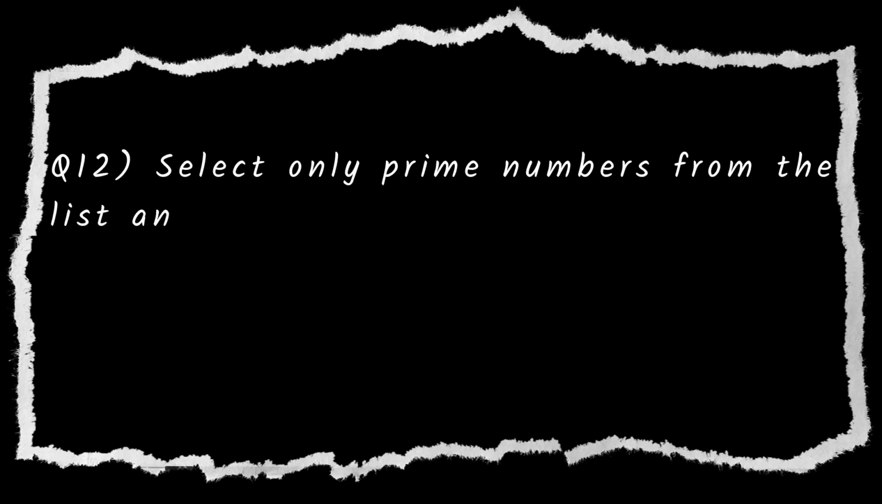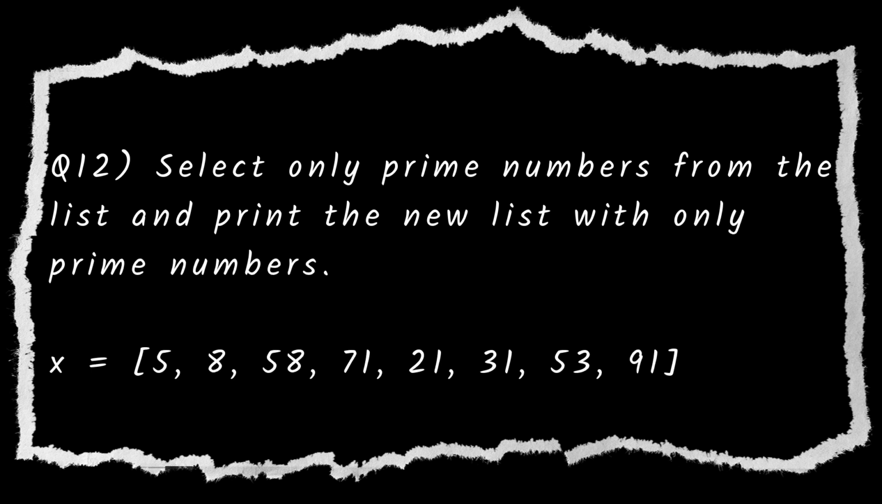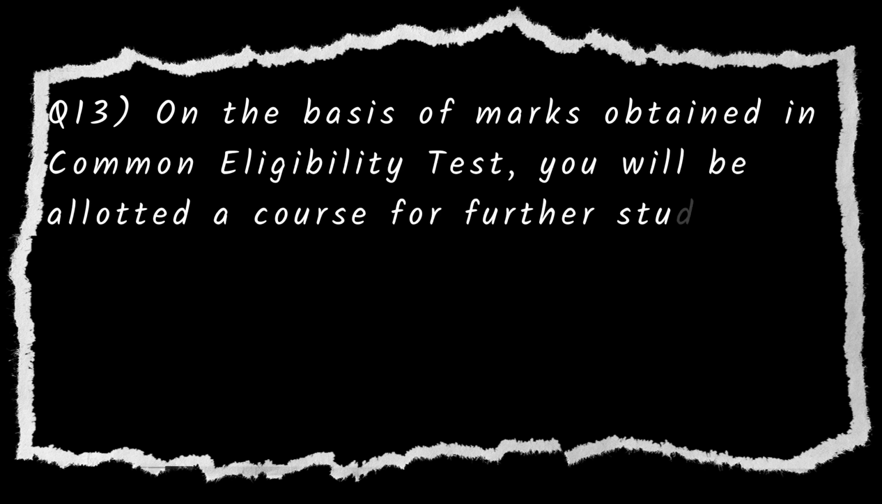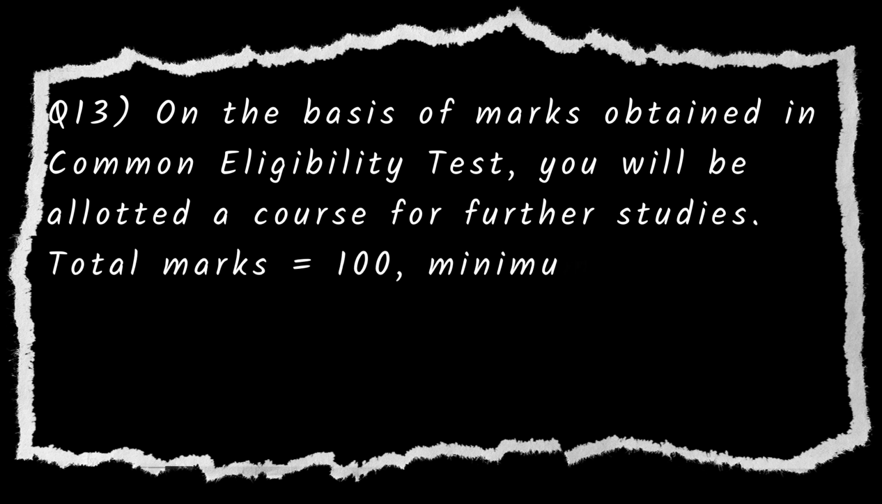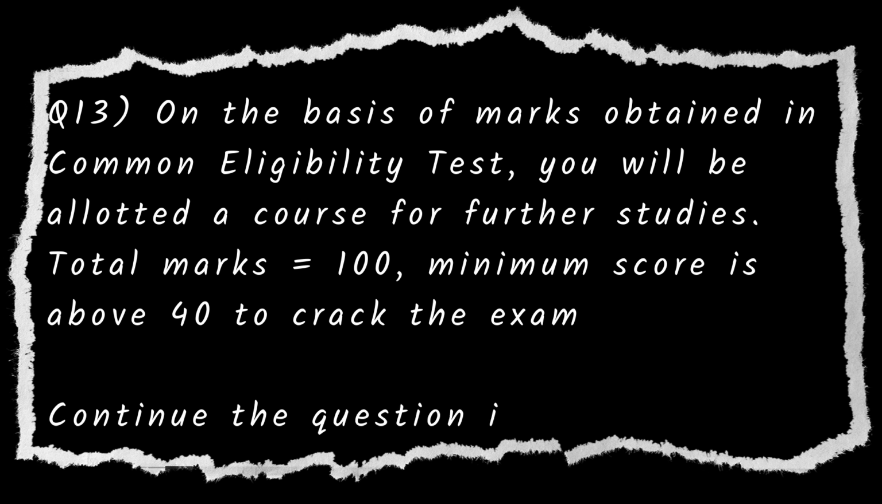Our next question is, select only prime numbers from the list and print the new list with only prime numbers. Here is the list. Our next question is, on the basis of marks obtained in the Common Eligibility Test, you will be allotted a course for further studies. Here are some details. Total marks is 100 and the minimum score is above 40 to crack the exam. And here are the three parameters.